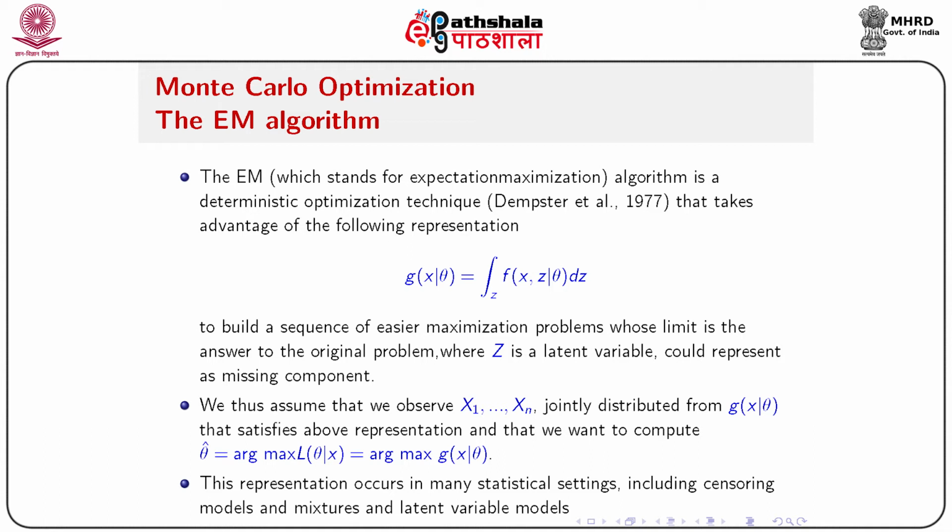The EM algorithm is a deterministic optimization technique that takes advantage of the following representation, g(x|theta) equals the integral over z of f(x, z|theta) dz, to build a sequence of easier maximization problems whose limit is the answer to the original problem, where z is a latent variable that could represent a missing component. We thus assume that we observe x1 to xn jointly distributed from g(x|theta) satisfying the above representation, and that we want to compute theta hat equals argmax L(theta|x), which is argmax g(x|theta). This representation occurs in many statistical settings, including censoring models and mixture and latent variable models.